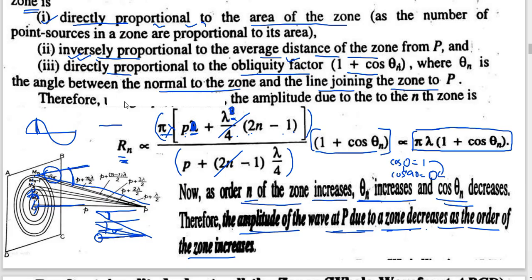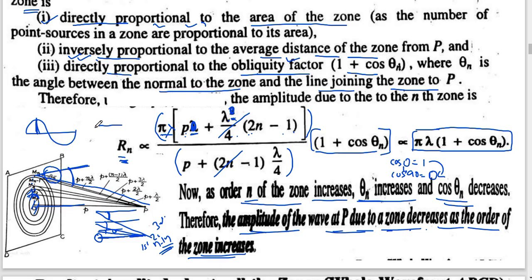As you move from the first zone to the second, third, fourth zone, the amplitude decreases. As you move up to higher orders, first, second, third, fourth, fifth, sixth up to the nth order, the amplitude of the wave tends to 0, because it decreases very slowly, and at the last it will be negligibly small.